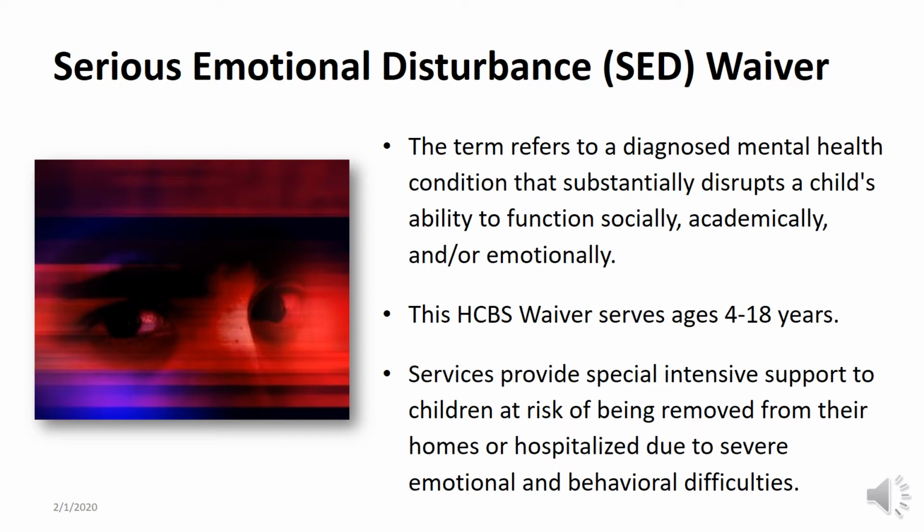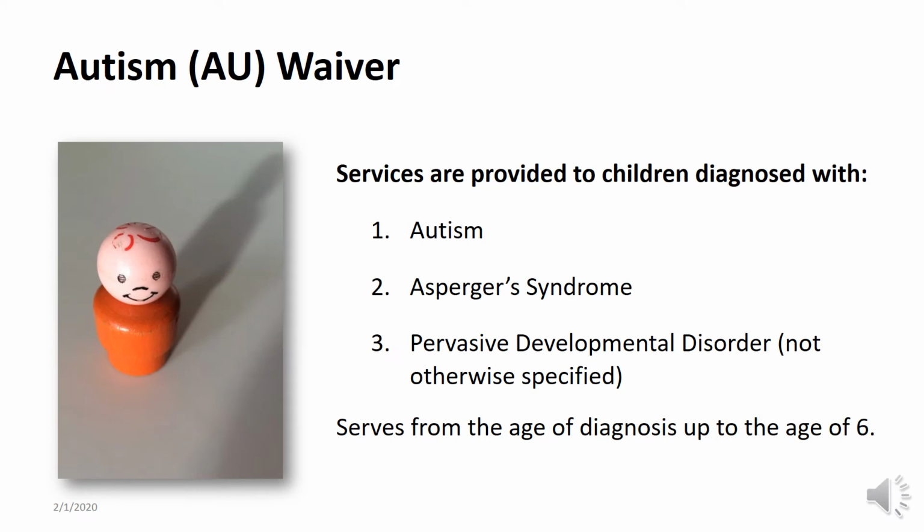The Serious Emotional Disturbance Waiver, or the SED waiver: this term refers to a diagnosed mental health condition that substantially disrupts a child's ability to function socially, academically, and/or emotionally. This HCBS waiver serves ages 4 to 18 years of age. There are exceptions for children younger than 4, and there are extensions of services up to the age of 22. However, you must be under the age of 19 to apply. Services provide special intensive support to children at risk of being removed from their homes or hospitalized due to severe emotional and behavioral difficulties.